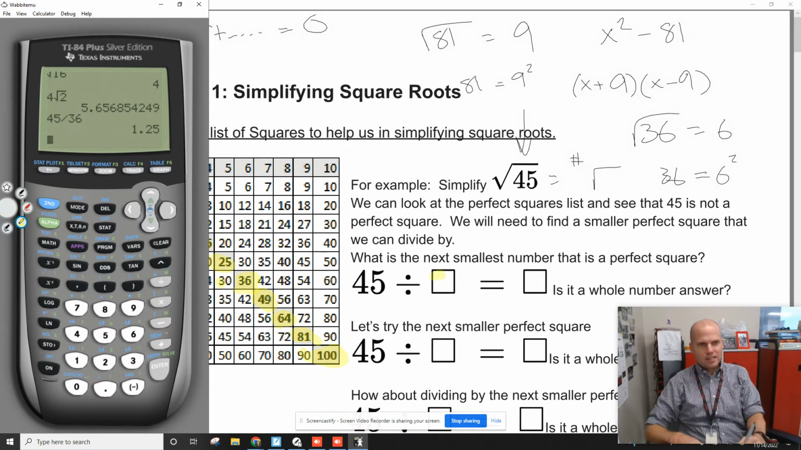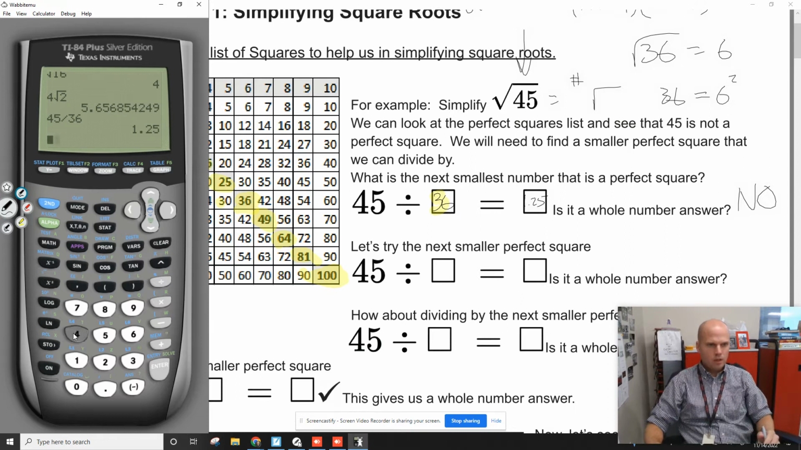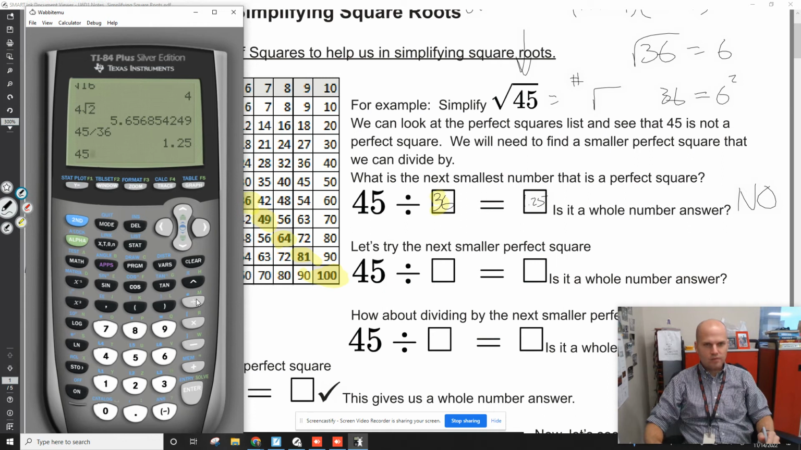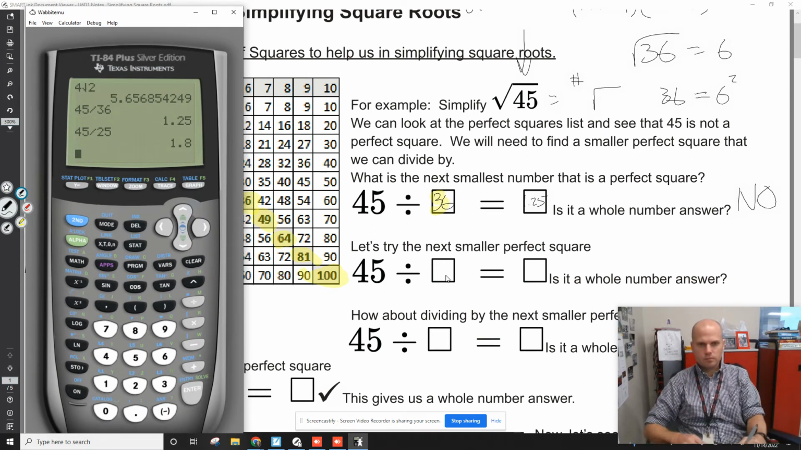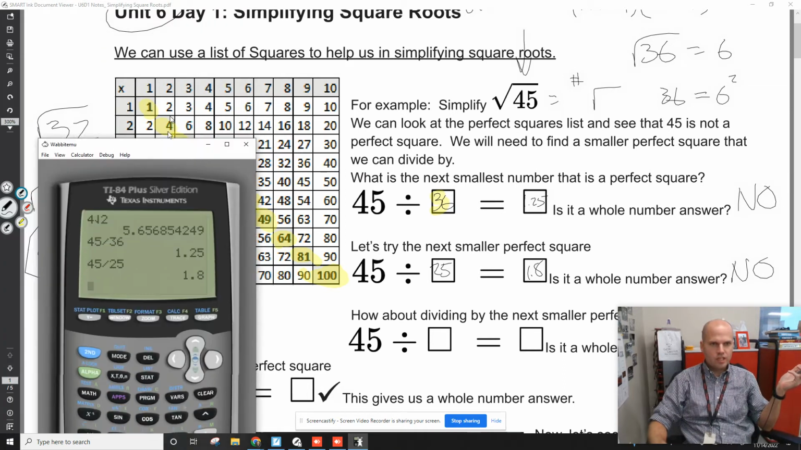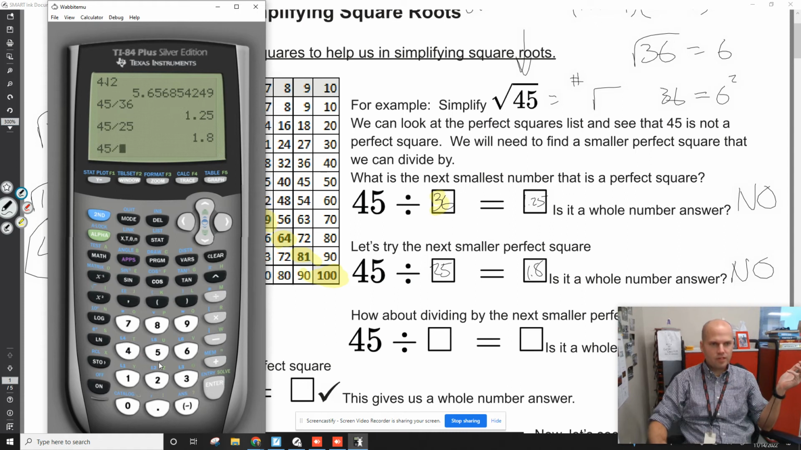So I get 45 divided by 36, and it's no, that doesn't work. Is that a whole number answer, 1.25? No. So it doesn't divide evenly, so I'm just going to keep going. The next perfect square is 25, so I'm going to try to divide it by 25. Doesn't work. It gets 1.8. Is that a whole number? No. So then I'm going to try the next one, 16. So 45 divided by 16.